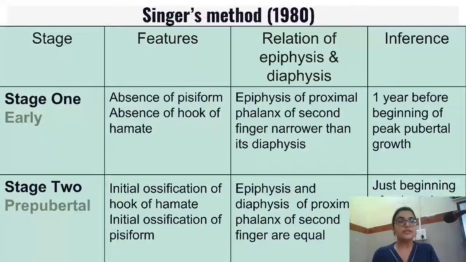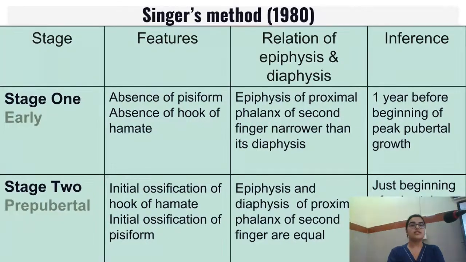Now we will see Singer's method. In the year 1980, Julian Singer proposed a system for hand wrist radiograph assessment, and this system helps the clinician to rapidly determine the maturational status of an adolescent patient. This system has 6 stages. The first stage shows absence of the pisiform and absence of the hook of the hamate, and the epiphysis of the proximal phalanx of the second finger is narrower than the diaphysis, and this occurs 1 year before the beginning of the peak of pubertal growth.